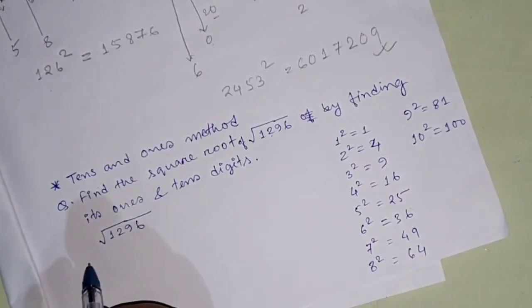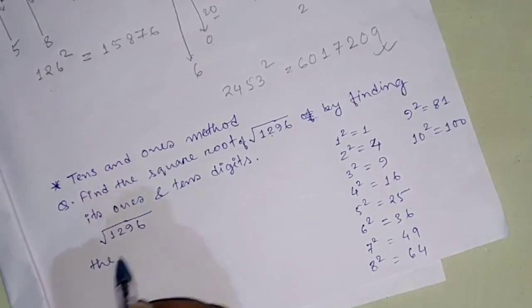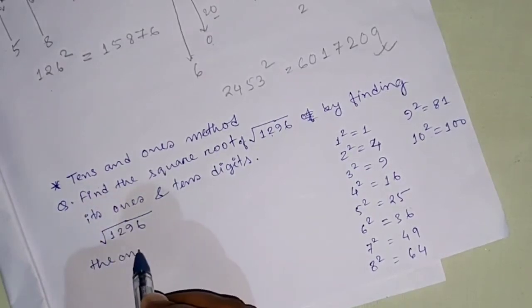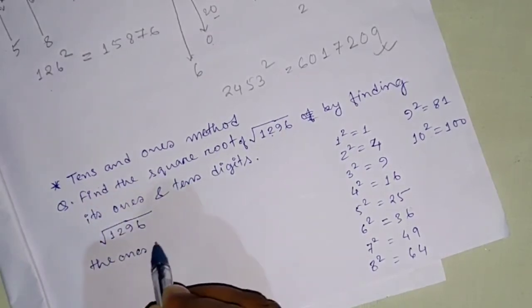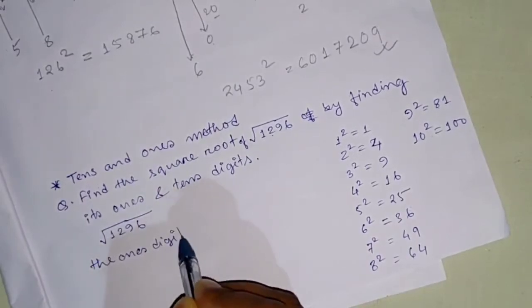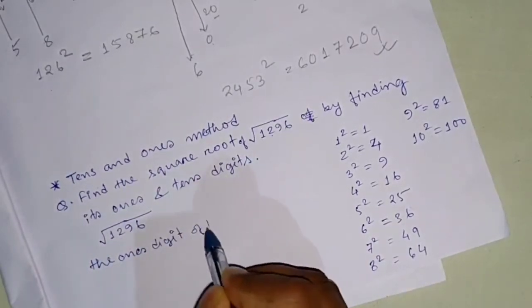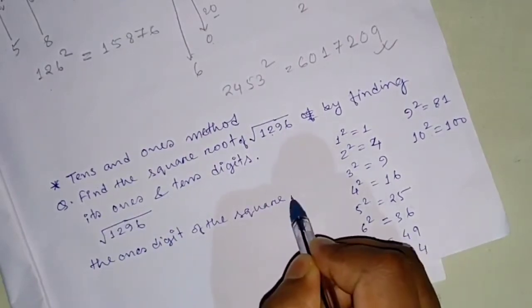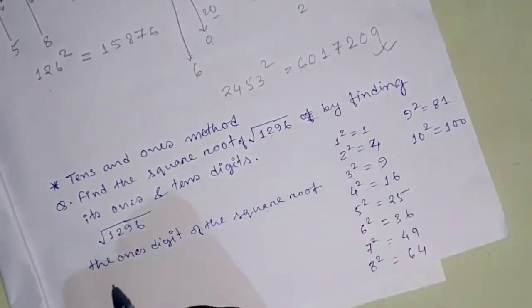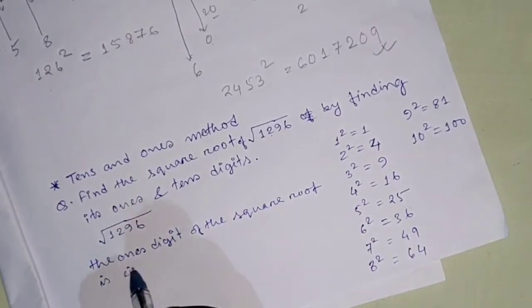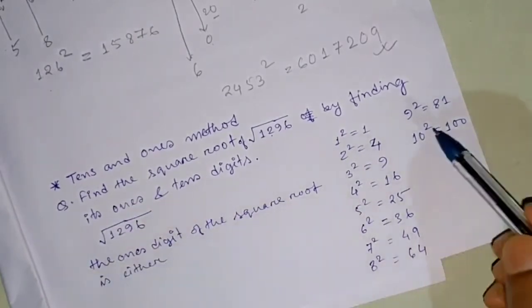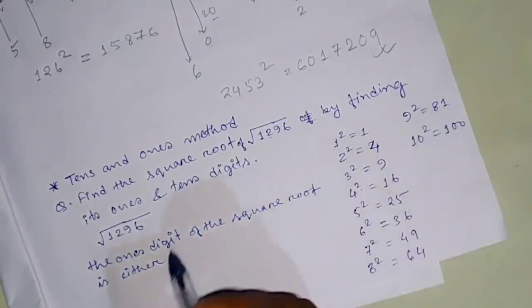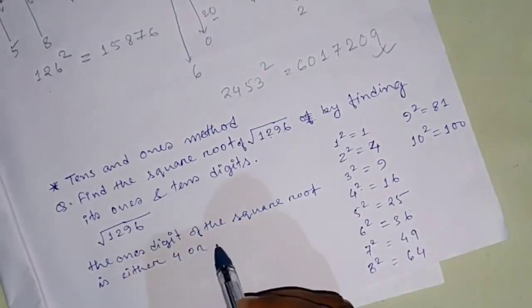So the ones digit of the square root is either 4 or 6. Either 4 or 6.